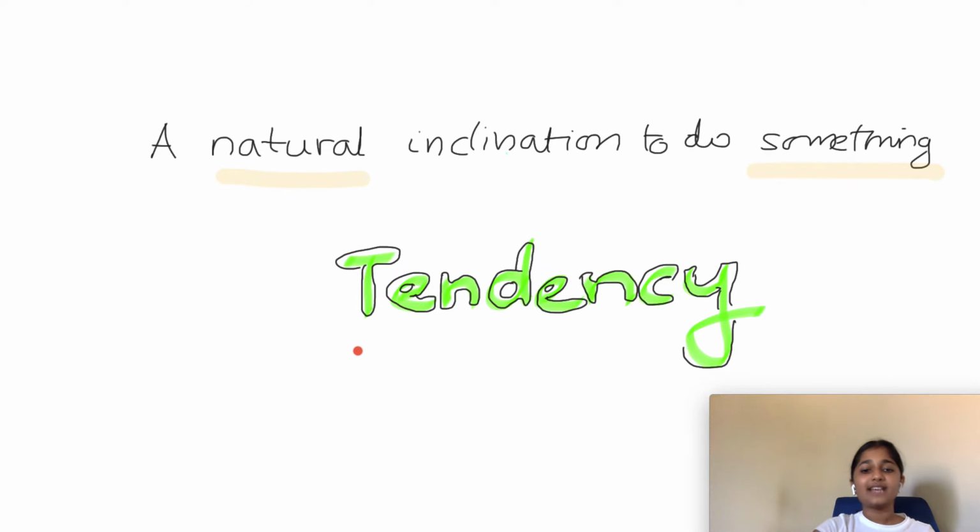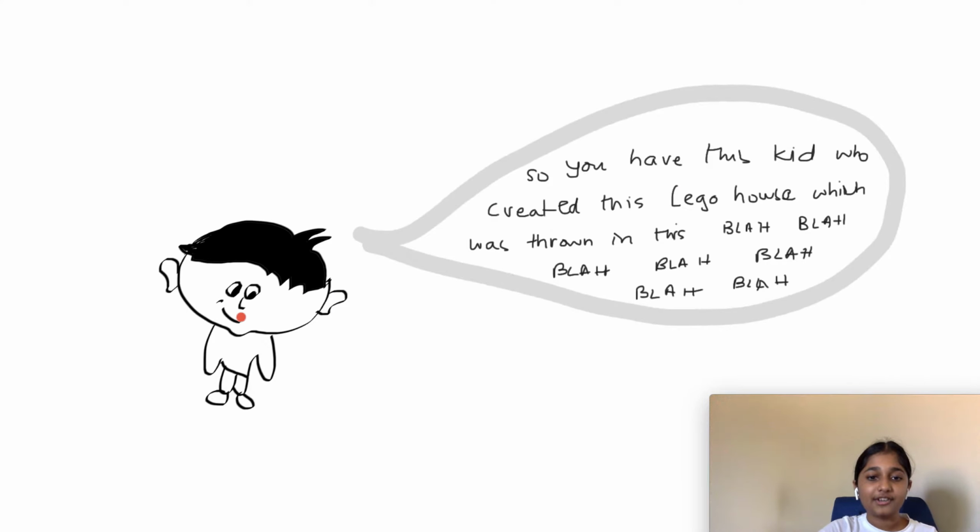So a tendency is basically a natural inclination to do something. Let me show you an example of what a tendency is. This is my brother here, and he has a tendency to talk a lot. So he talks about Legos and the kid and other stuff and blah, blah, blah. So he has a tendency to talk a lot.